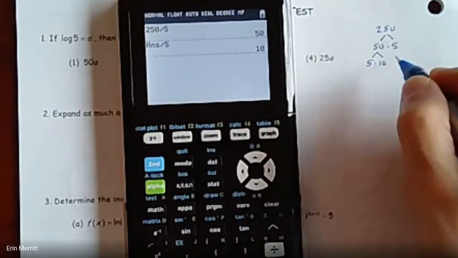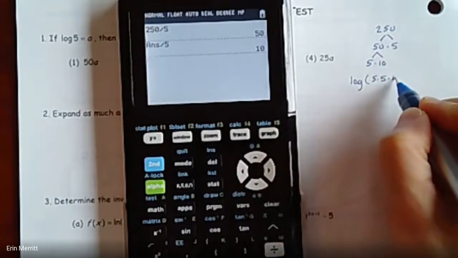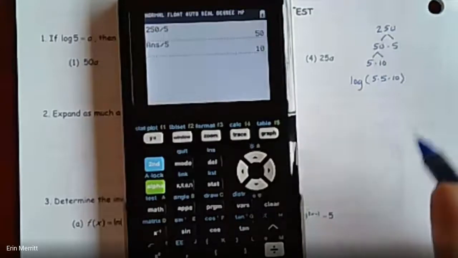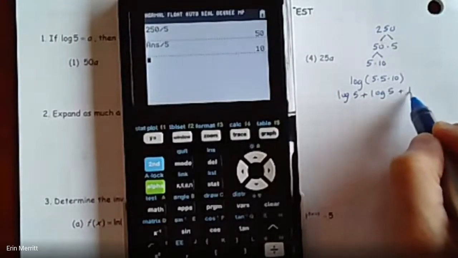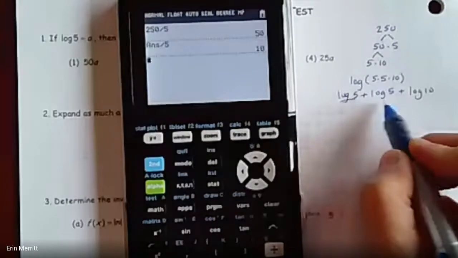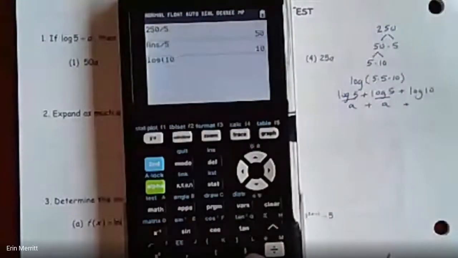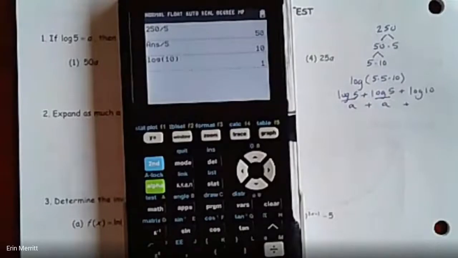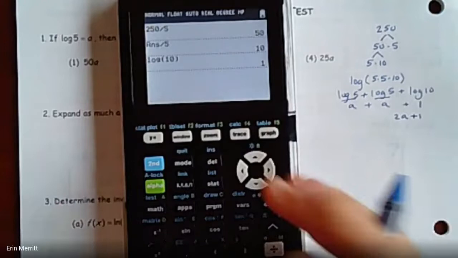So if I bring this all the way down, that means log of 250 is the same as 5 times 5 times 10. Now you can expand that. So you can do log of 5 plus log of 5 plus log of 10. Each of those is A. And then log of 10, that's going to be 1. So there's your answer. 2A plus 1 right there.